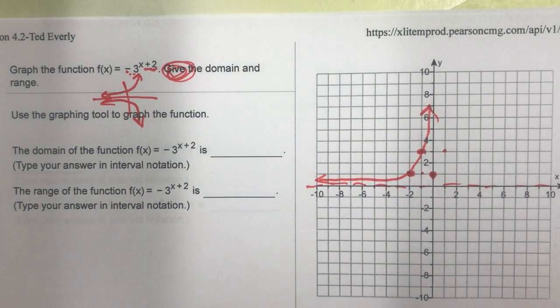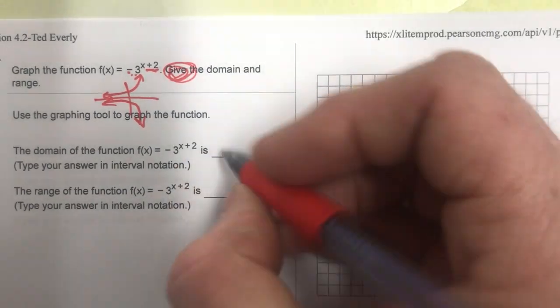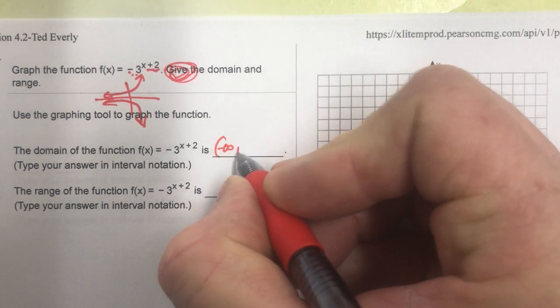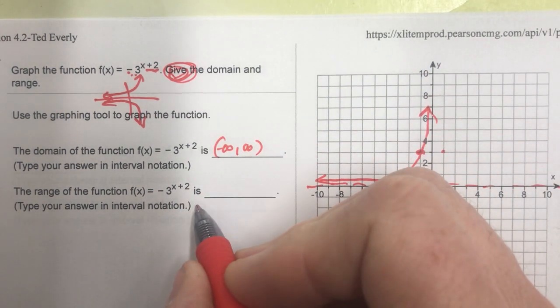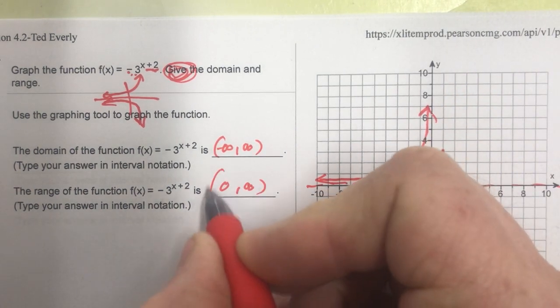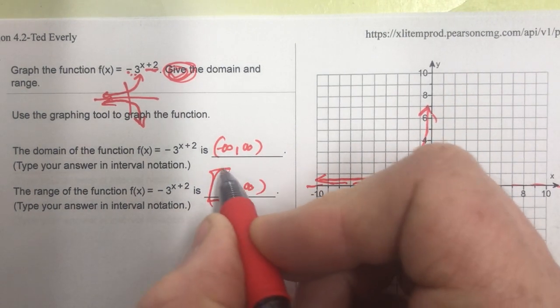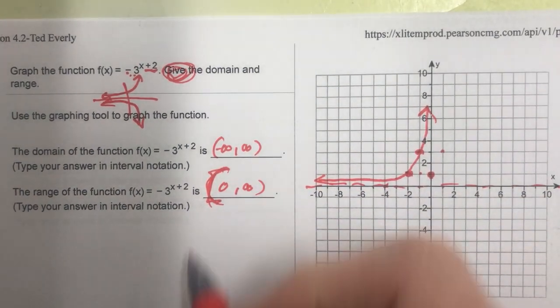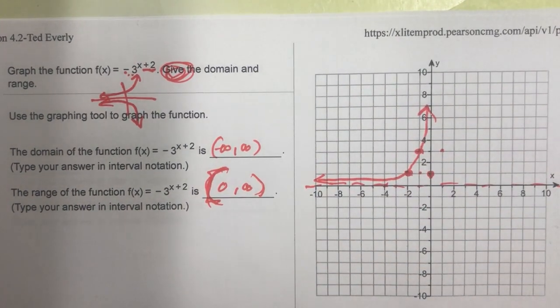Okay. Now what's the domain and range? Well, domain every time, man, negative infinity to positive infinity. The range goes from 0 to infinity. And there never is a bracket on this, never, because it never will equal 0. So it's always parentheses every time.